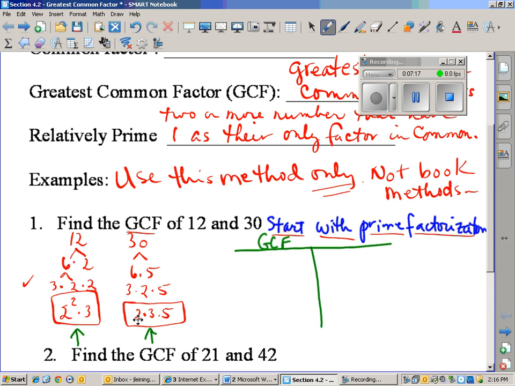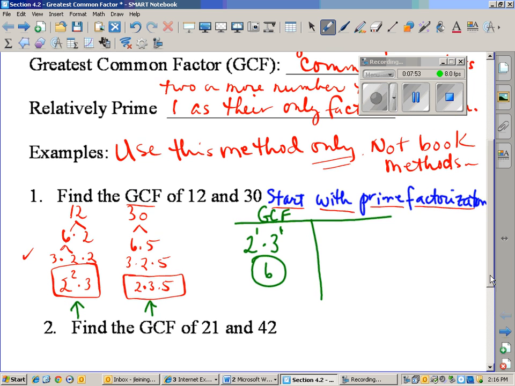Well, they both have a 2, but this guy doesn't have a 2 squared. He just has a 2 to the first on his side. So they have a 2 to the first power in common, and they also have a 3 to the first power in common. This 5 that's in 30 is not in this guy, so we can't pull him over there and write him over there. Now you multiply. 2 to the first power times 3 to the first power is 6. The GCF of 12 and 30 is 6.